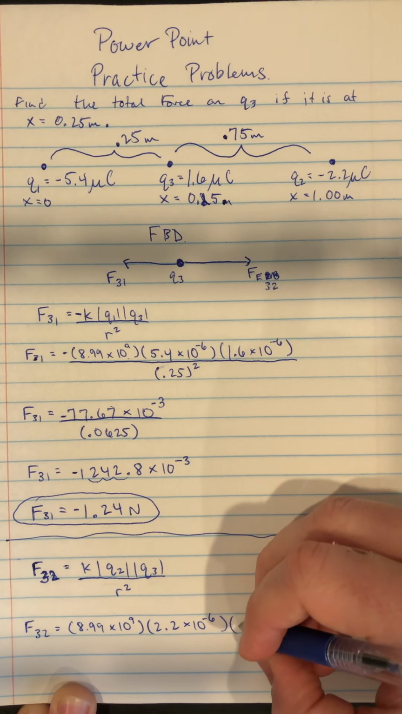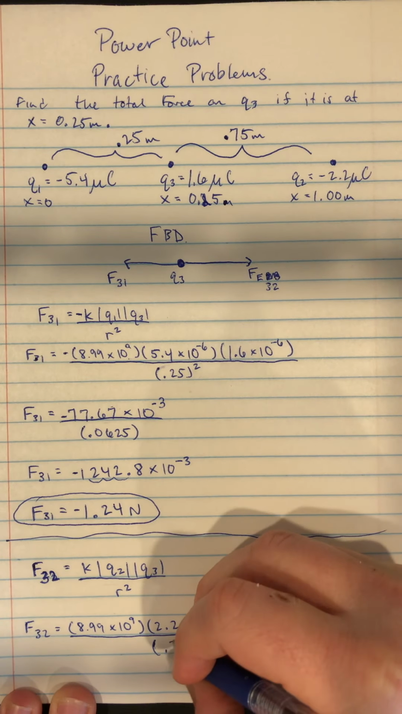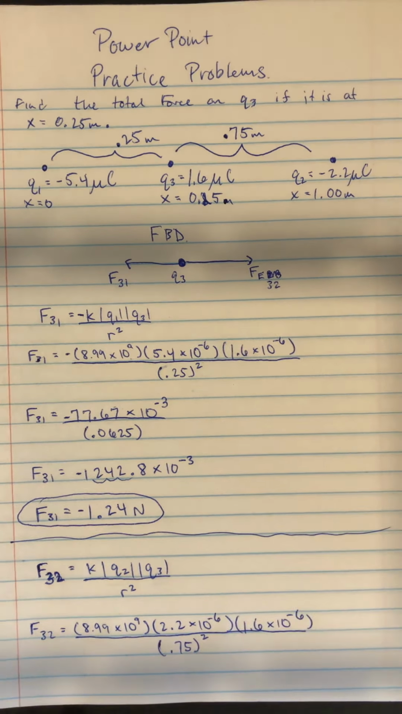Q3, 1.6 times 10, again, micro to the negative 6th, divided by the distance from here to here, 0.75 squared. All right, I'm going to do this all really fast because I'm running out of space, so I'm going to do this in one step here.